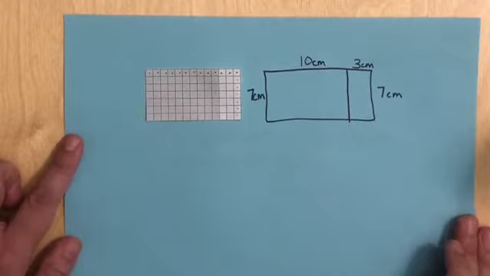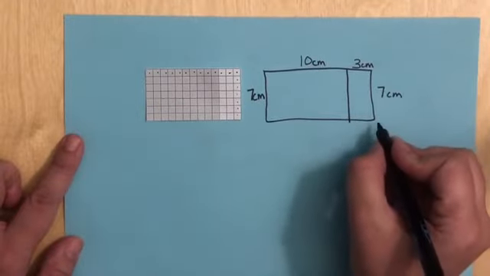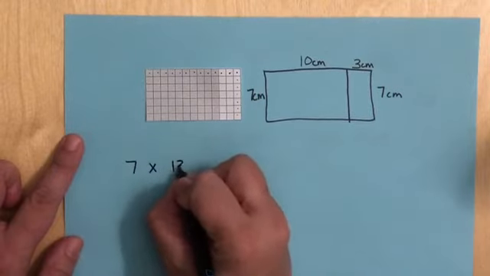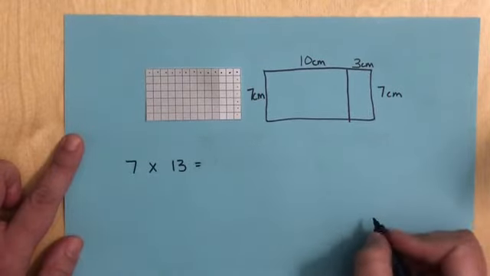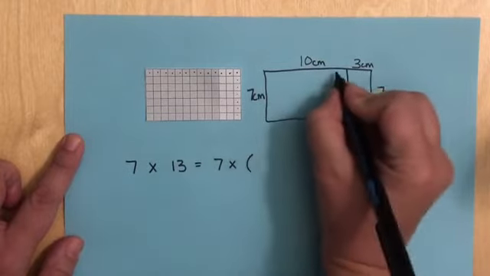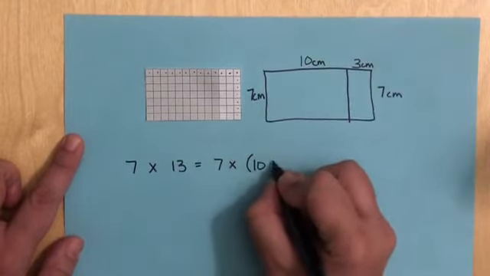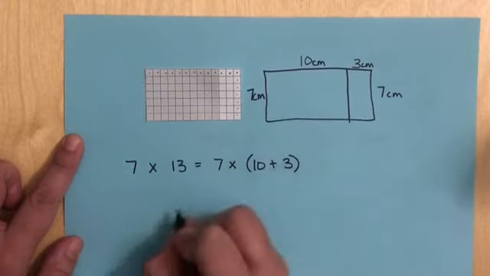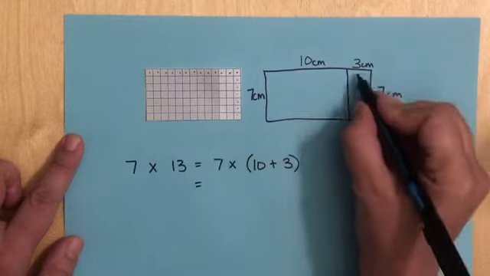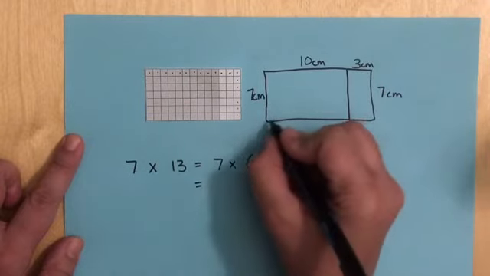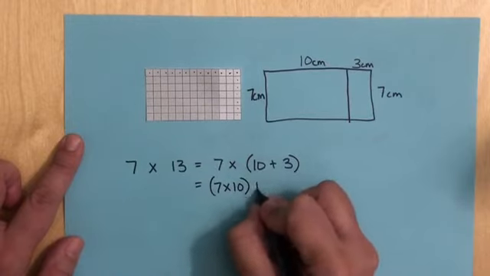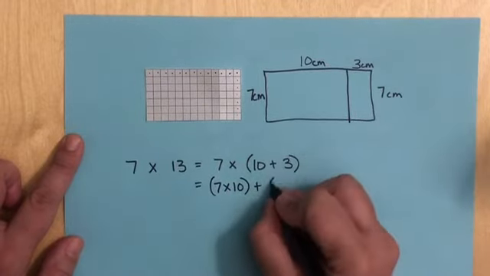Now I'm ready to do my math. So my original problem, you should have written 7 times 13 equals. And then we took that and we broke the 13 up into a 10 and a 3. So 10 plus 3. Then to find the area, you should have found the area of this rectangle plus the area of this rectangle. So that would be 7 times 10 plus 7 times 3.